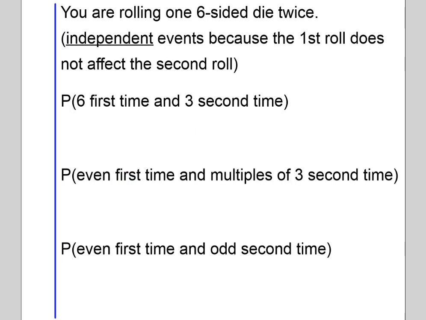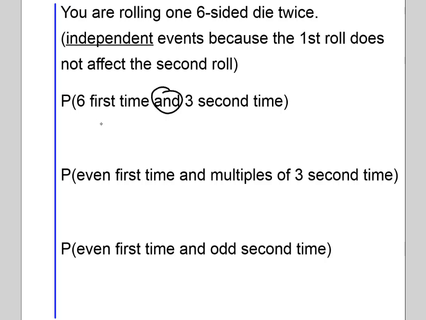You are rolling one 6-sided die twice. These would be called independent events, roll number 1 and roll number 2, because rolling a die once does not affect what the outcome of the second roll would be. But we can still do an "and" probability with these. What is the probability of rolling a 6 the first time and a 3 the second time? Since the key word here again is "and," we will be multiplying.